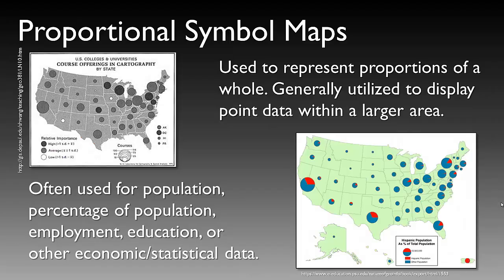Proportional symbol maps are used to represent proportions of a whole, generally utilized to display point data within some larger area. Often this method is used for population or percentage of population, employment, education, or other economic type data.